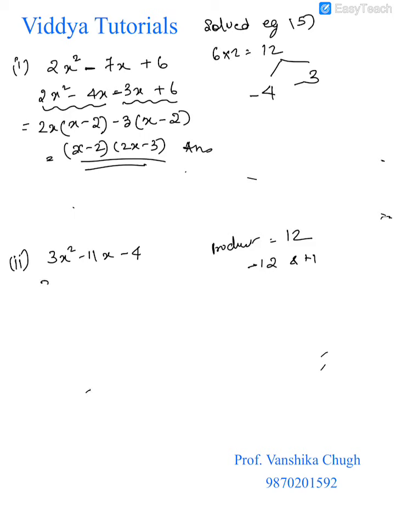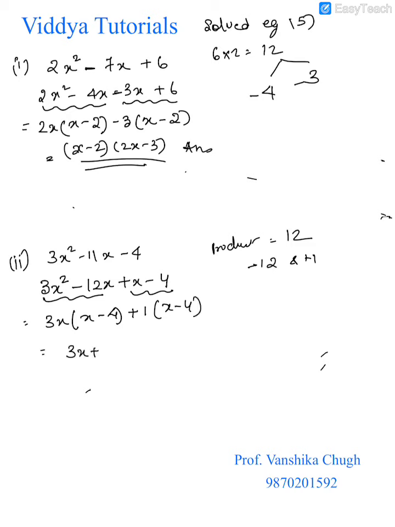So now let's split. Remember, you can't change your equation. So 3x square minus 12x plus x minus 4. Now with grouping, you can remove 3x common. You get x minus 4. And here nothing is common, so you just remove 1 common, 3x plus 1 common. So you get x minus 4 in the bracket. And now your two brackets are 3x plus 1 and x minus 4. This is your answer.